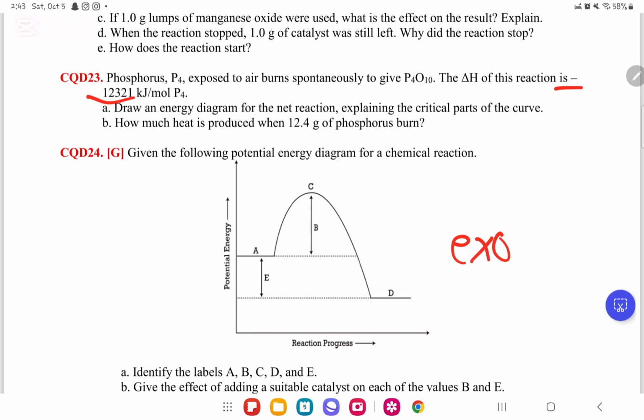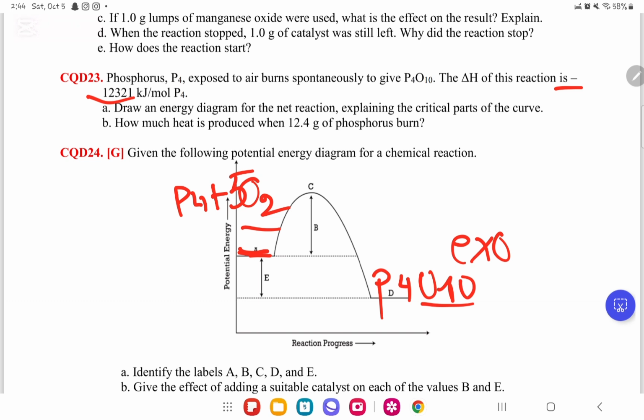All right, we have our reactants. What is our reactants? It is P4 plus our oxygen, O2. All right. And so then it will give us what? P4O10 in our products. Is it balanced? No, we have 10 oxygen here, we have 2 oxygen here. So how do we make it 10? We add a 5 over here. So P4 plus 5O2 will give us P4O10. It's exothermic, right? So this is the energy diagram explaining the critical parts of the curve.